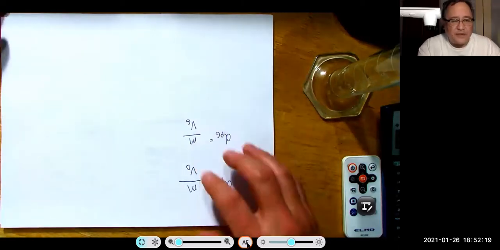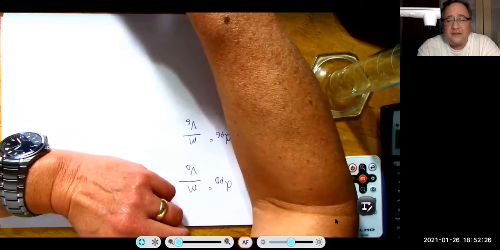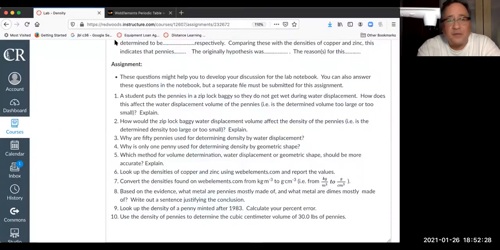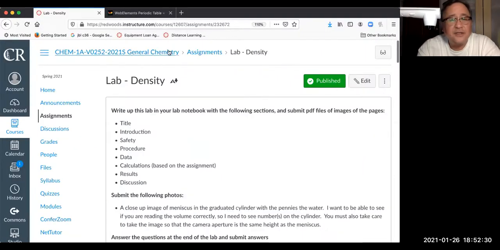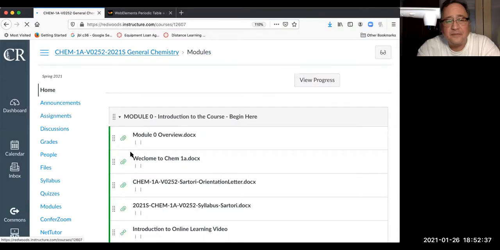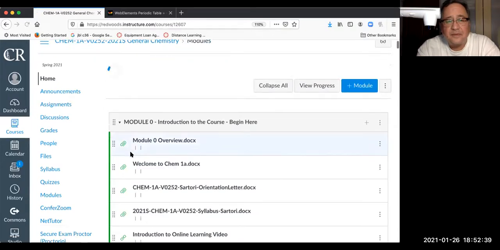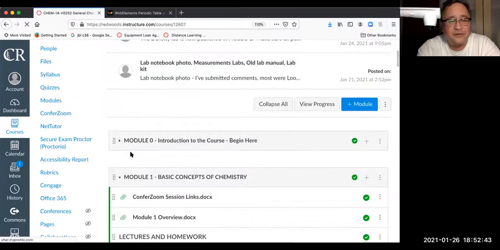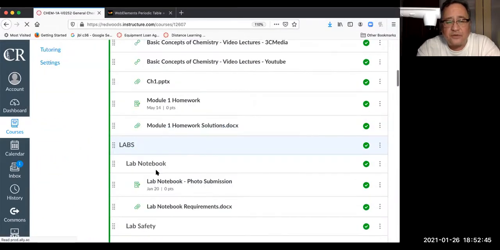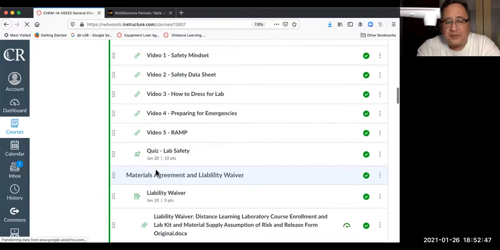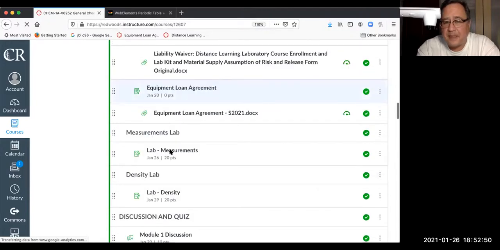I think if, let me go back to the share of my browser. And what I'm going to do here is I'm going to go back to the modules. Hopefully module 0 will collapse. There it goes. And if we go to measurements, I'll open that one up.